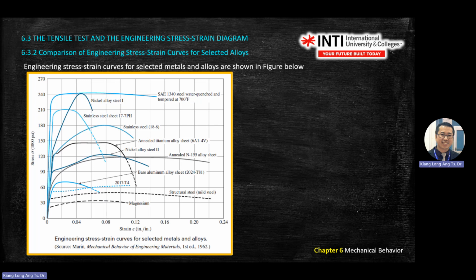So it means that N155 can handle higher strength, or a higher value of stress, but structural steel will snap and cannot handle more than maybe 50, more than 50 value. Here it is in PSI. So the stress is lower compared to N155.